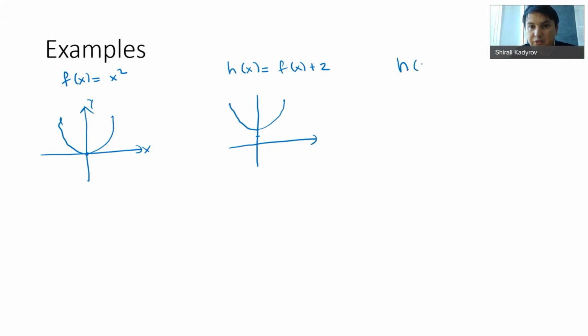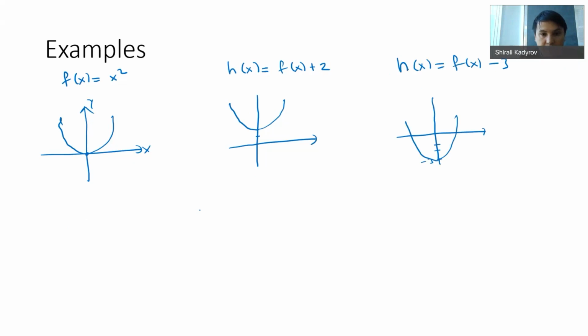Maybe we can also do this. Okay, f of x, let's say minus 3, right? So it means I need to move the graph by 3 units, so below, right? So here's minus 3. So my parabola looks something like this.